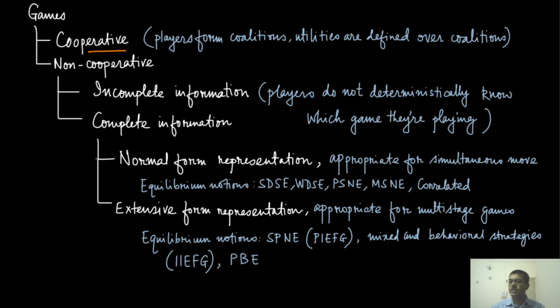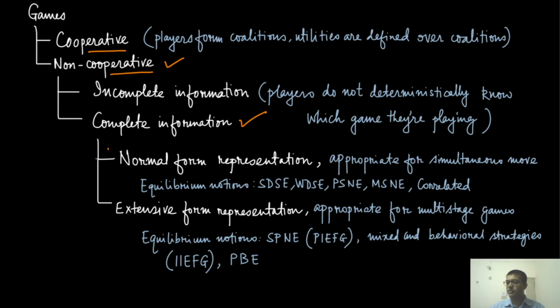We will not be discussing it here. So far what we have discussed are all non-cooperative games. The players do not cooperate with each other. They don't take collective decisions. Rather, they are taking their decisions independently. So in this non-cooperative setting, we have looked at these complete information games. This branch is what we have already seen so far.